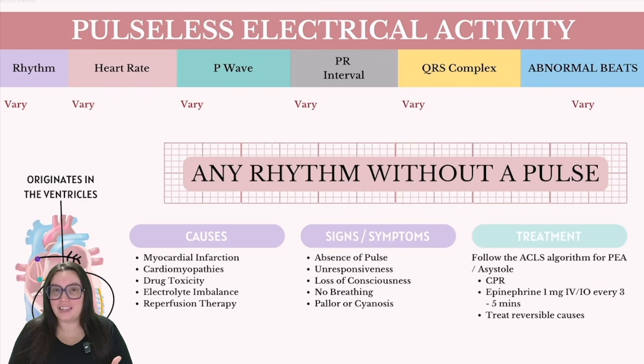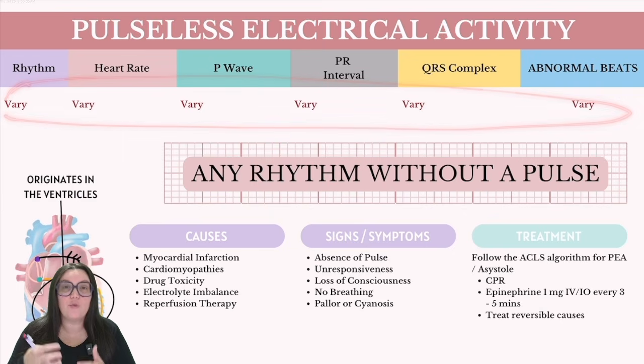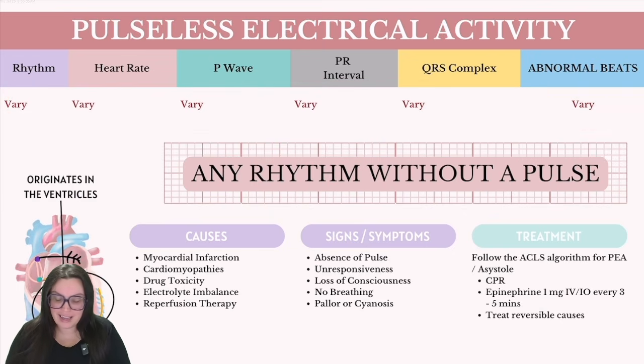So when it comes to rhythm identification, again, any of this can be variable because we really don't know what the rhythm's going to be. The biggest key here when it comes to signs and symptoms is you're not going to have a pulse. There's going to be no pulse present with these rhythms. So when we're looking at treatment, we're going to follow that same algorithm that we saw for asystole, right? We're going to be doing some CPR, giving some epinephrine, and we're going to try to treat those H's and T's if they're applicable.